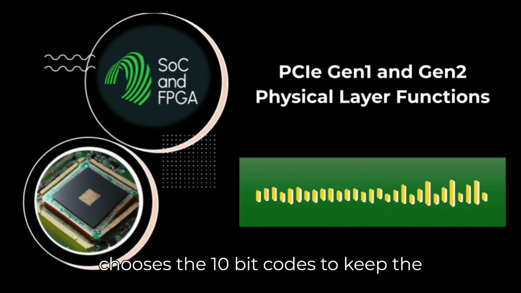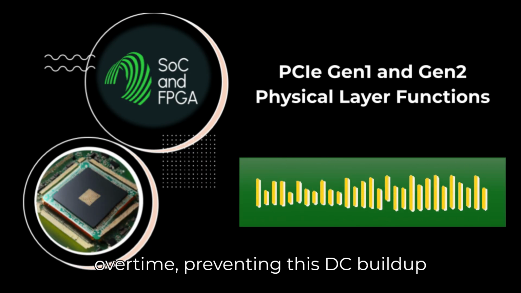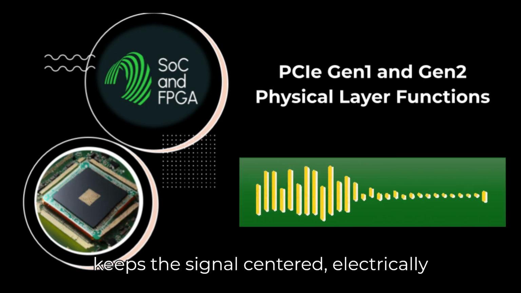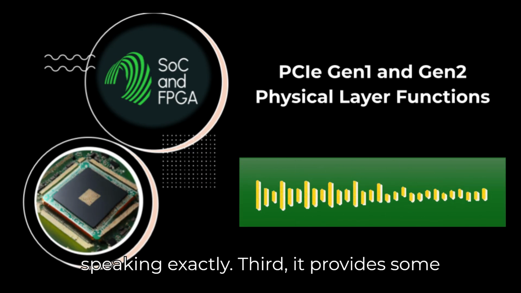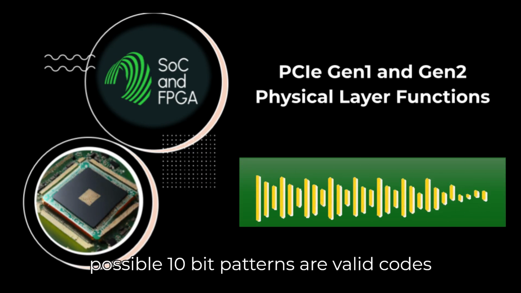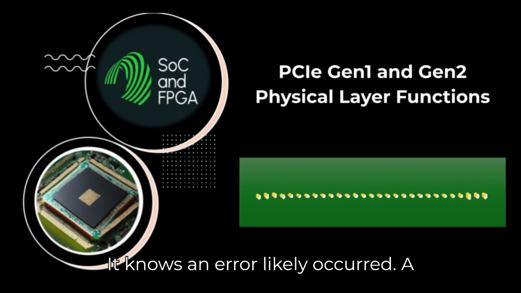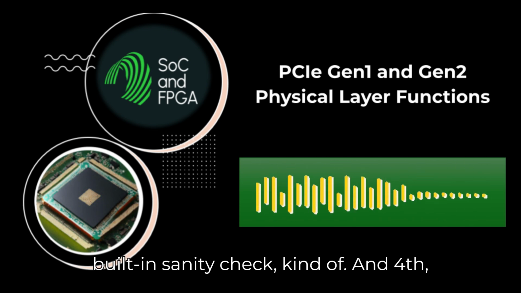8B10B encoding carefully chooses the 10-bit codes to keep the number of ones and zeros roughly equal over time, preventing this DC buildup. Keeps the signal centered, electrically speaking. Exactly. Third, it provides some basic error detection. Not all 1,024 possible 10-bit patterns are valid codes. If the receiver sees an invalid pattern, it knows an error likely occurred. A built-in sanity check. Kind of.